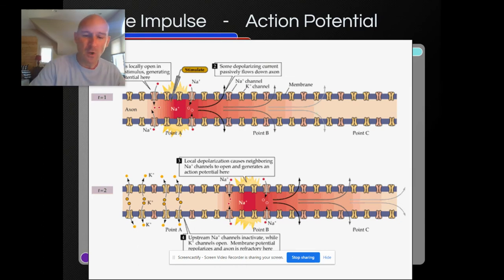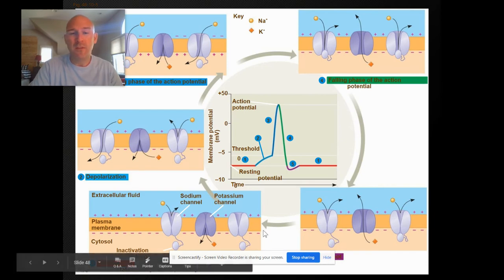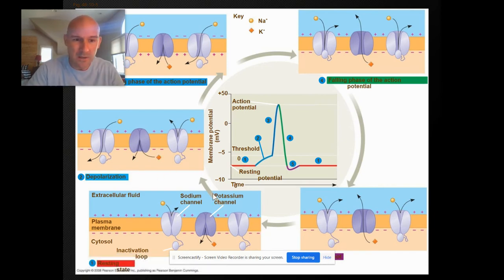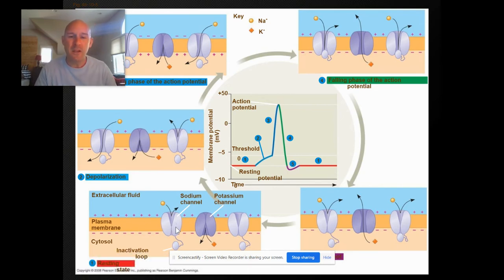Okay, looking at this a little bit more, now we can combine the two actions here. Here is measuring the polarization and depolarization of our impulse. Here's what's actually going on with the sodium potassium channels. So you can see here in stage 1, I am in resting potential. So I am in resting potential right here.